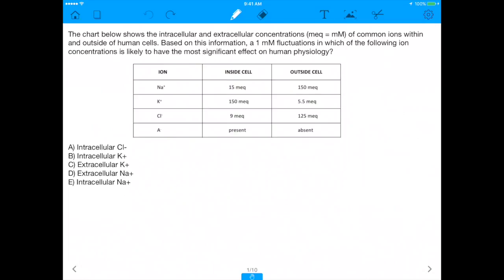Today's question is something that I personally think is a really good question, because it's something that I myself have heard my doctor talk to me about, and I think it's very medically pertinent. So today's question says the chart below shows the intracellular and extracellular concentrations of common ions within and outside of human cells. Based on this information, a 1 millimolar fluctuation in which of the following ion concentrations is likely to have the most significant effect on human physiology?